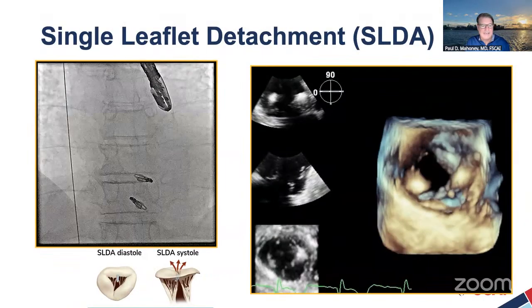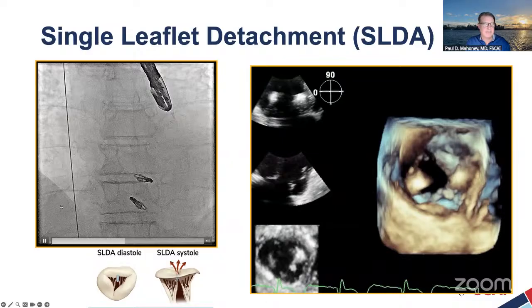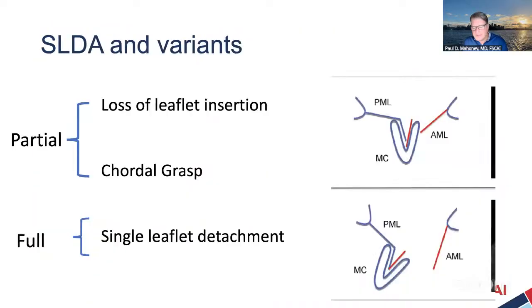All right. So that's a beautiful, I hope that'll play because that sort of tells the story. Okay. So these are all supposed to be dancing. They're not playing for some reason here, but this is a single leaflet detachment on the septal side. And it's a dread complication. It's the major device-related complication we see with TEER.